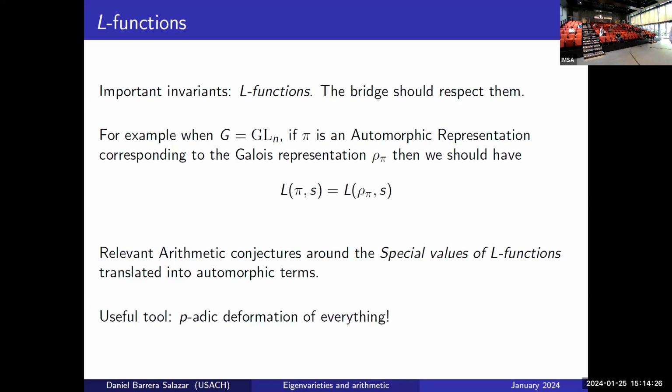And in that situation, when you translate things to the automorphic setting, one important tool is p-adic deformation, which was mentioned at the beginning. So with p-adic deformation, you deform everything p-adically. It's something that in some situations you do not have the freedom to do in the Archimedean situation. Okay, so let me show you some examples.